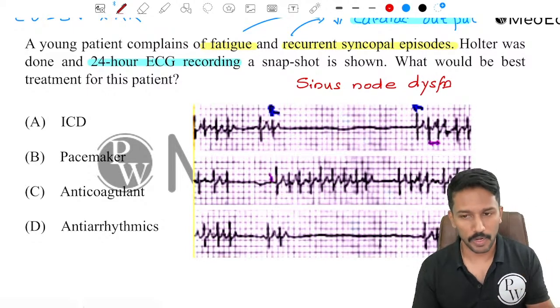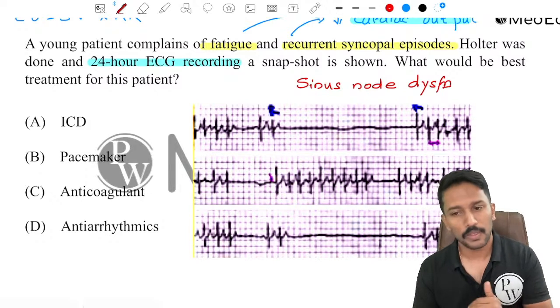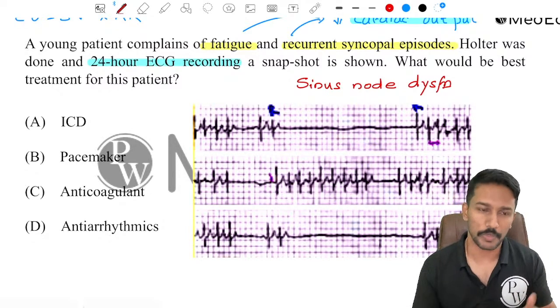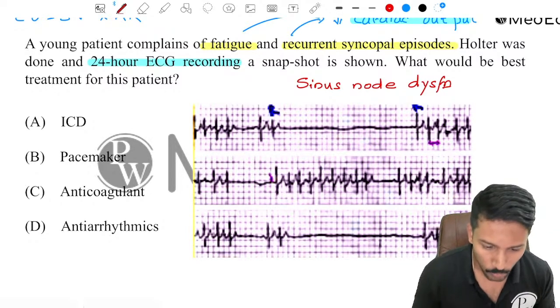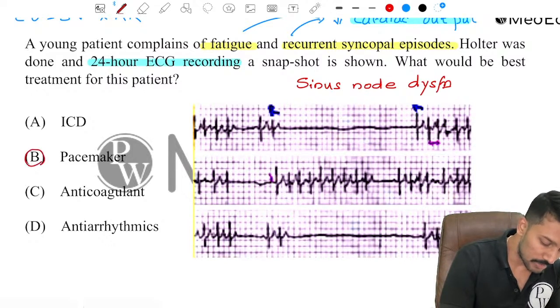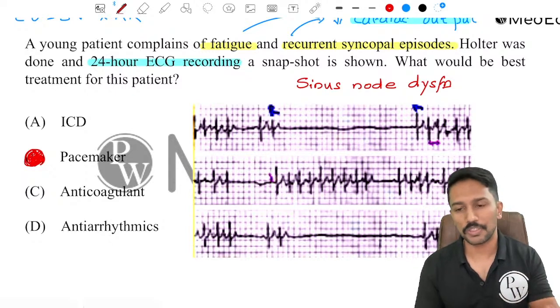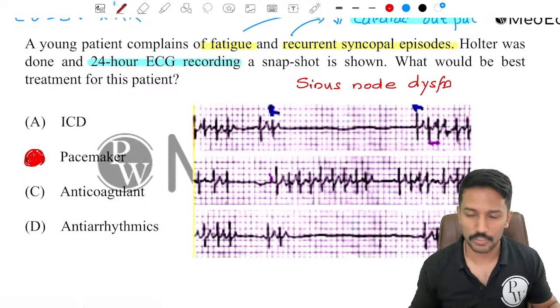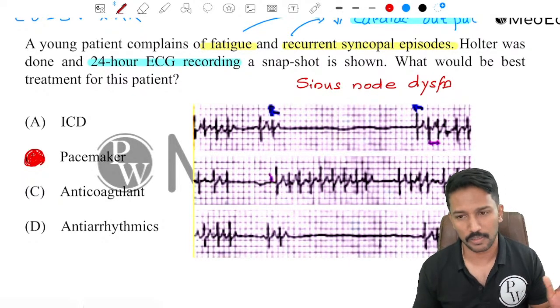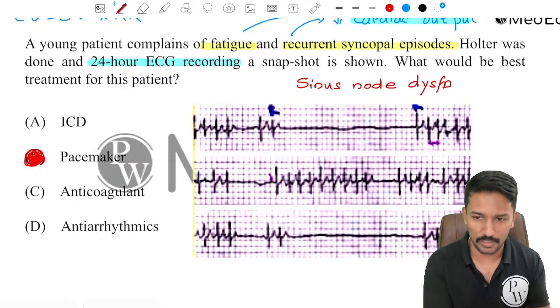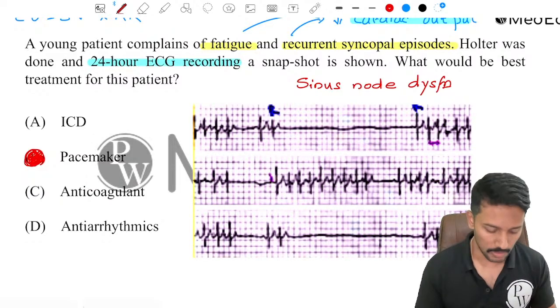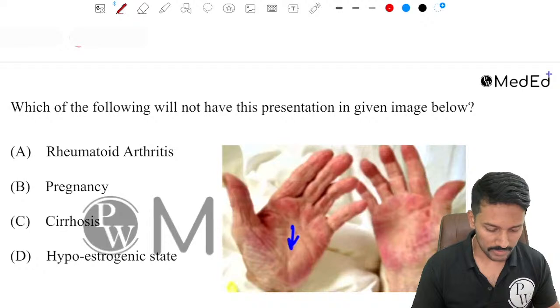If the patient is having bradycardia which is symptomatic, then the best way to treat that is to put the patient on a pacemaker. So as Vasant commented, the treatment for this condition would be to put the patient on a pacemaker, right? So that's the answer for this question. If there is a direct question asking you what is the treatment for sinus node dysfunction, go ahead with the pacemaker. Or if they give you an ECG or a clinically oriented question like this, again the answer would be pacemaker. Okay, now second question.